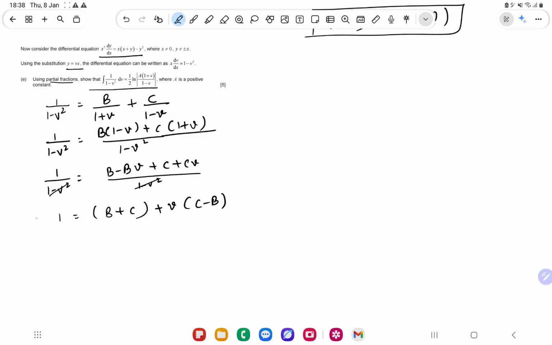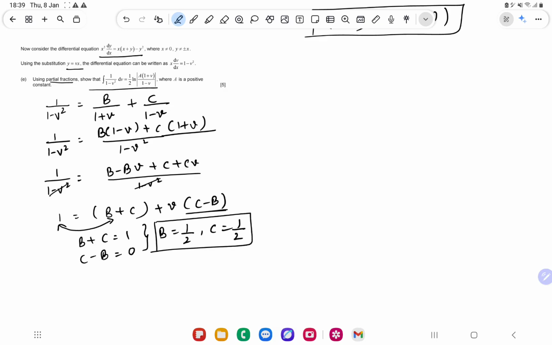Now 1 is a constant, so we can equate constant with constant, and since there is no term of v in the RHS, we can equate this with 0. When you equate this as 0 and solve these two equations, we will get b value as half and c value as half. Now once we have our b and c values, we can replace the values over here.